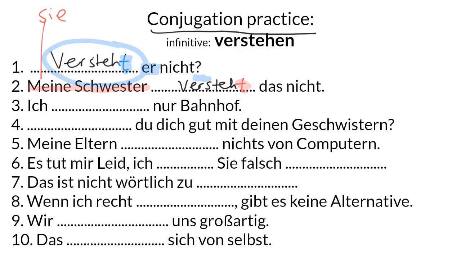My sister doesn't understand. Number 3, ich verstehe nur Bahnhof. Now, the conjugation, the grammar of this sentence is really simple.